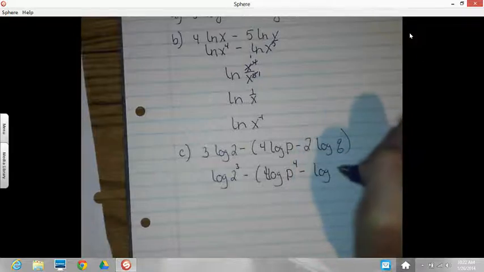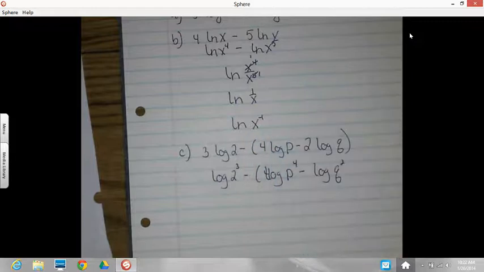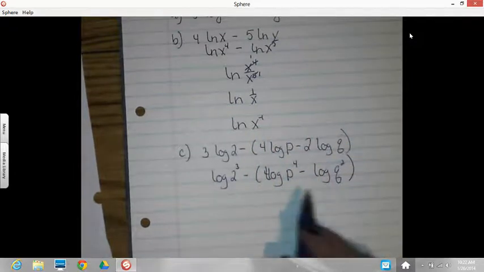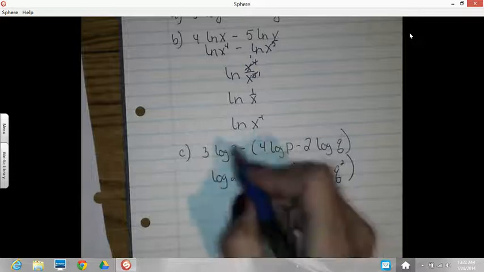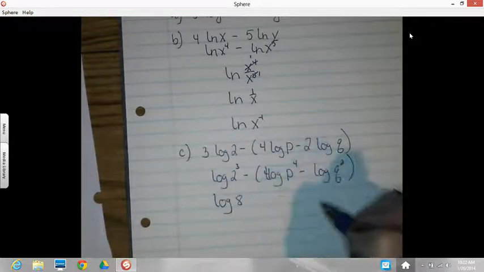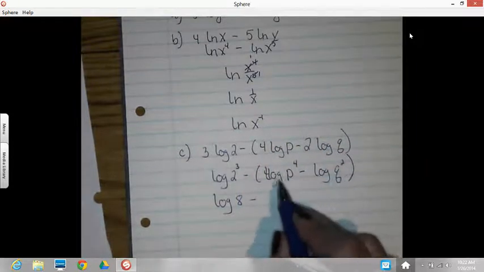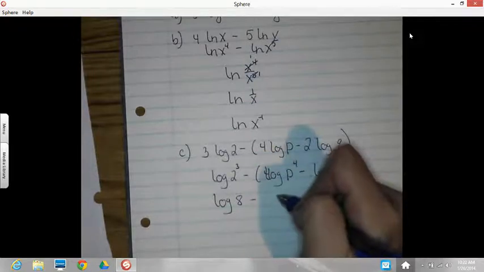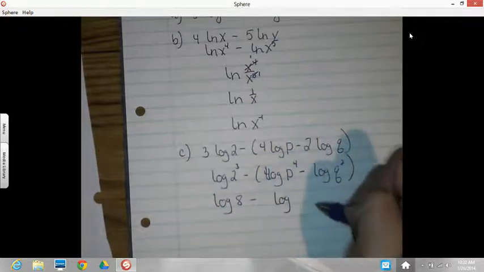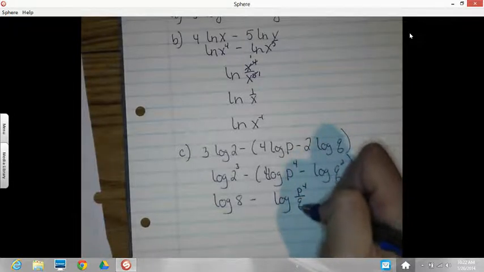of q squared. So bringing the multipliers up as the exponents. So now I'll work inside parentheses. Next, I'll just go 8 minus here, because I've got the two logs subtracted, I can write them as a single log of a quotient. So that will become the log of p to the 4th over q squared.